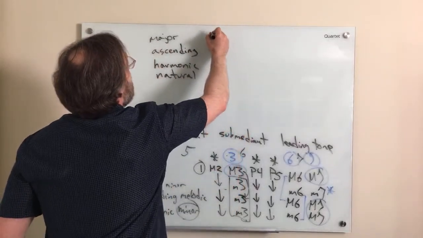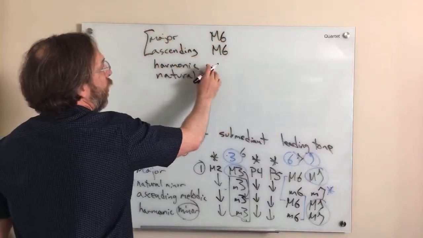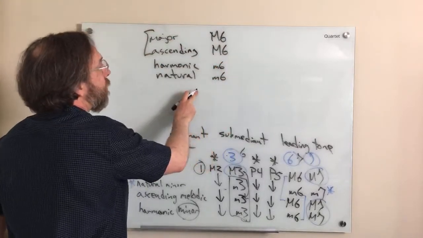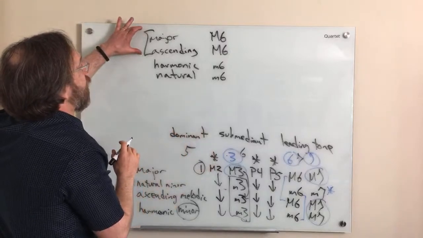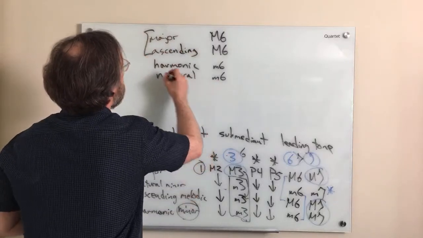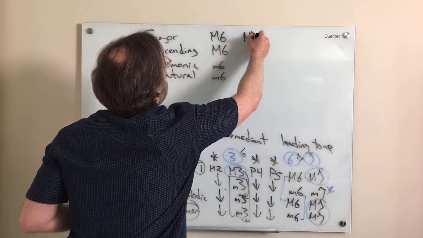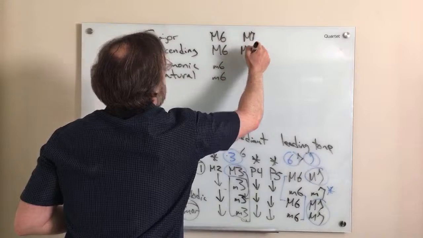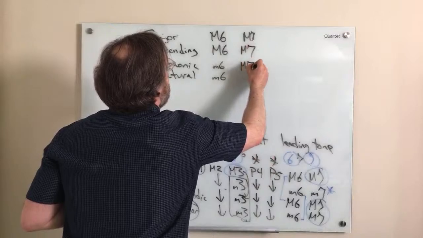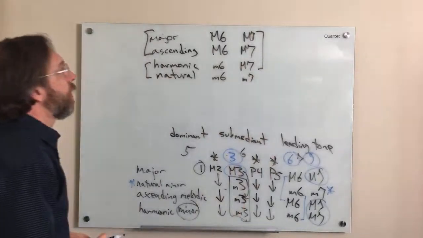So this has a major 6, this has a major 6. So major and ascending are closely related. Harmonic and natural are closely related. They both have a minor 6, right? Major and ascending melodic minor both have major 6. Harmonic minor and natural minor both have a minor 6. Here, major scales have a major 7. Ascending melodic minors have a major 7. And harmonic minor has a major 7. Boom, 3 in a row. And only the natural minor has the minor 7.